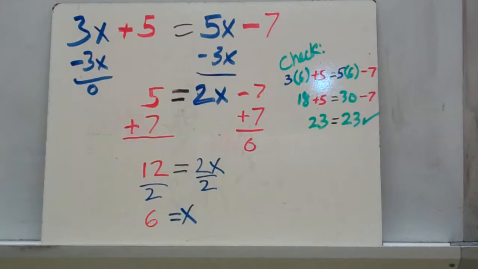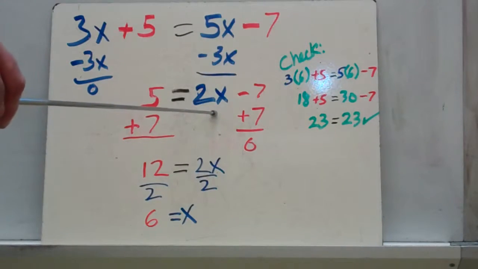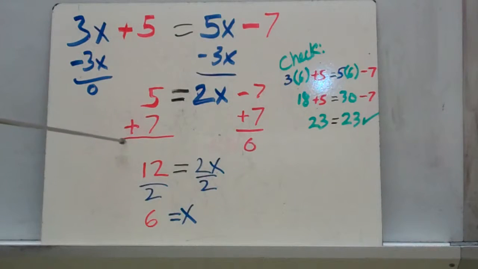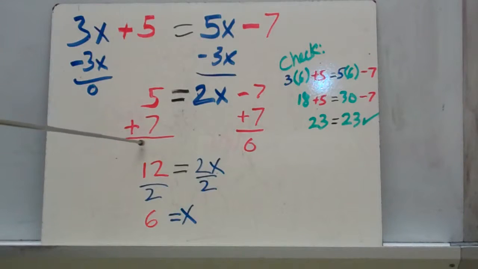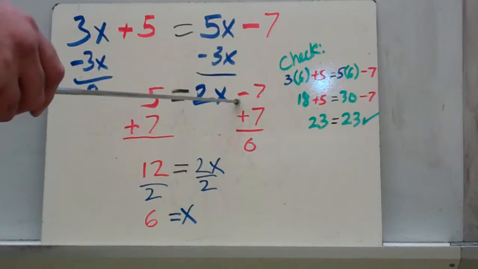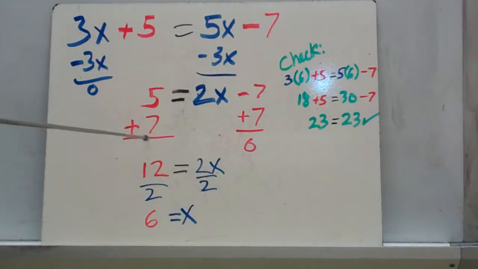And now I'm going to combine my constants. Since I moved all of my x's to the right hand side of the equal sign, I'm going to move my constants to the left. So I'm going to add 7 to both sides because this is a negative 7, so negative 7 plus 7 is 0, and then 5 plus 7 is 12, and I'm left with 2x is equal to 12.